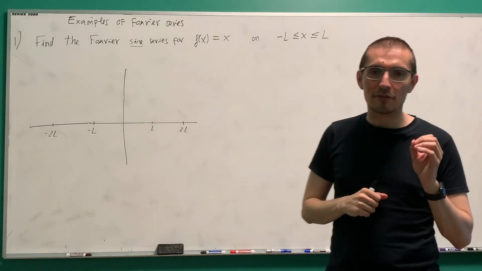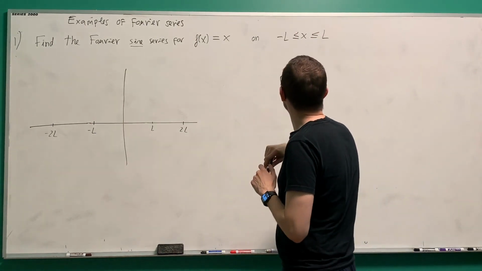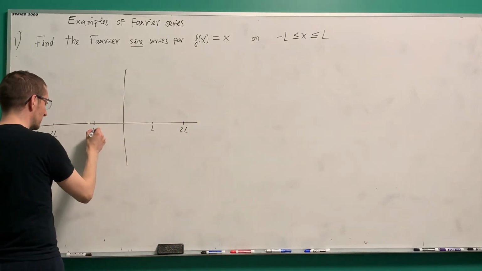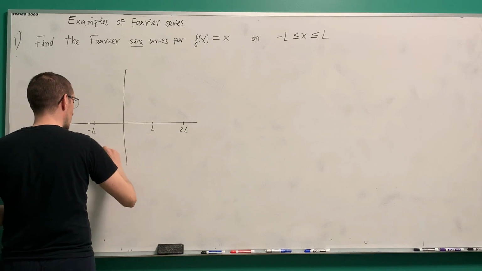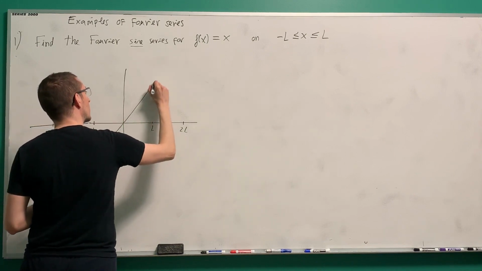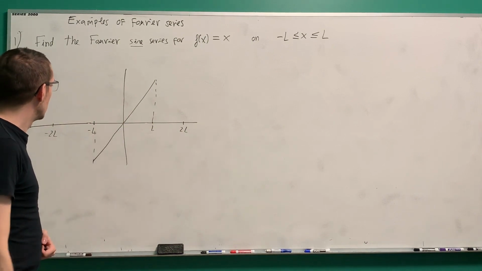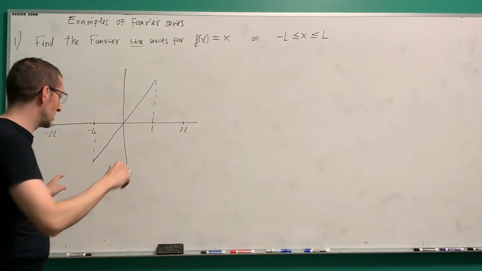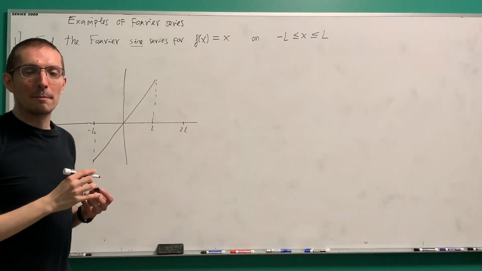As always, the first thing that we need to do is to draw the problem. So let's draw the function in the region minus L to L. This is a simple one because this is a straight line, so 45 degrees, like that. Slope 1. So you get this is the function from minus L to L. Of course, this function would actually continue everywhere, but we don't want that.